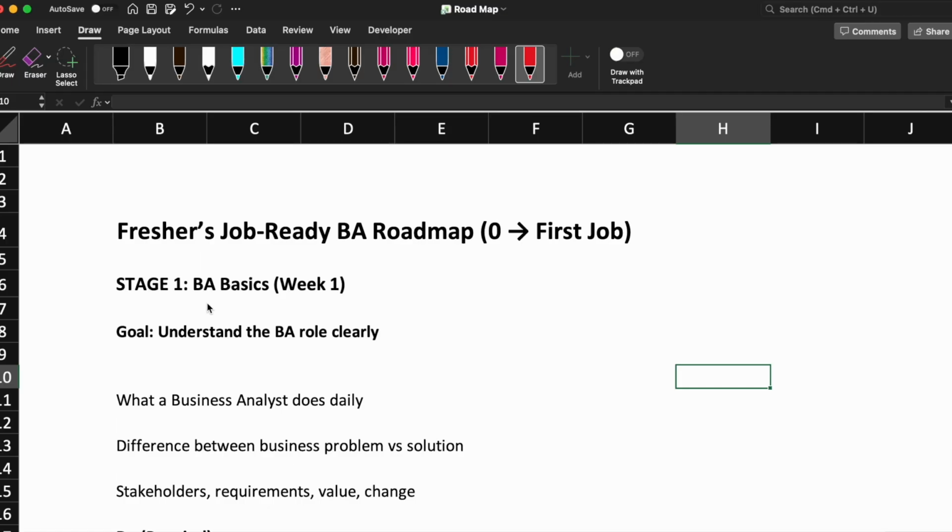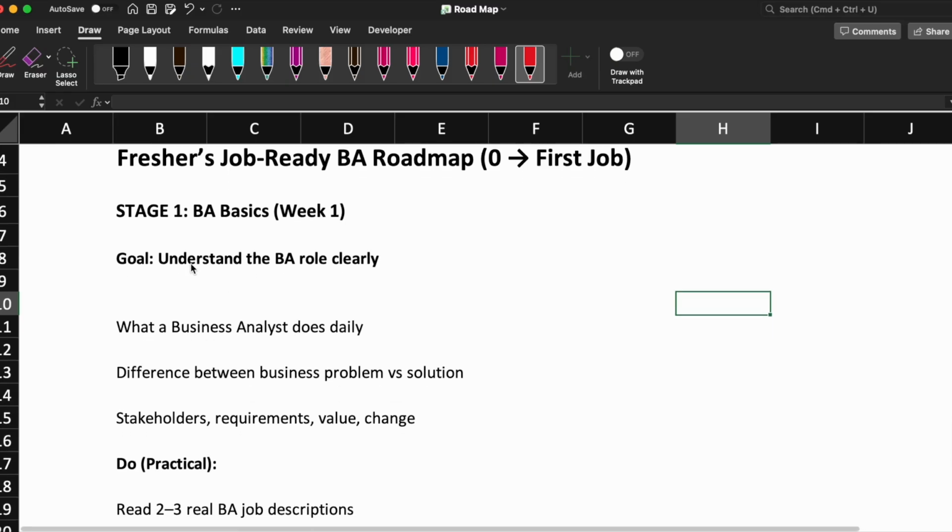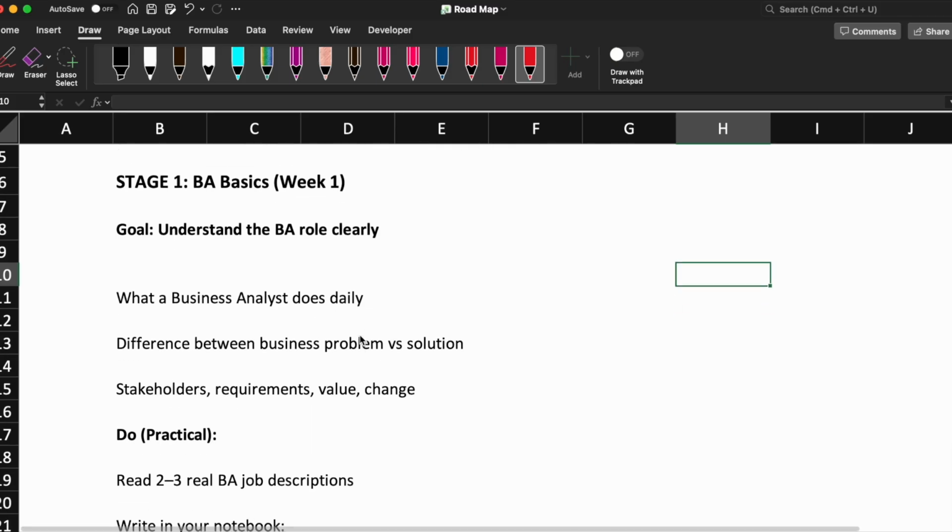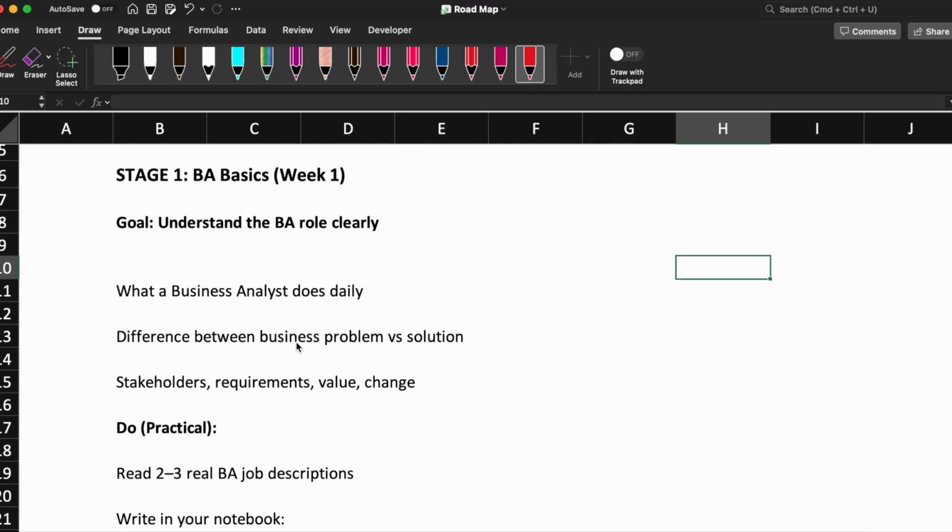Okay. First week, BA basics. The goal is to understand the BA role clearly. What does a business analyst do daily? Difference between business problem versus solution, stakeholders and requirements, value chain.